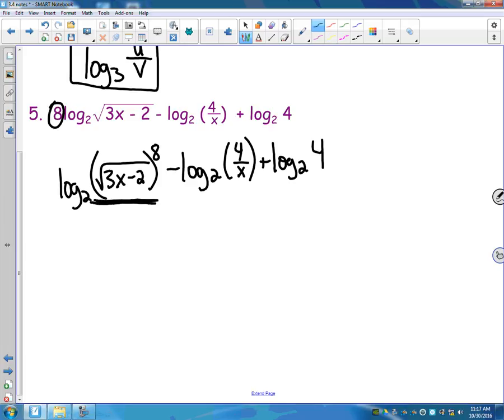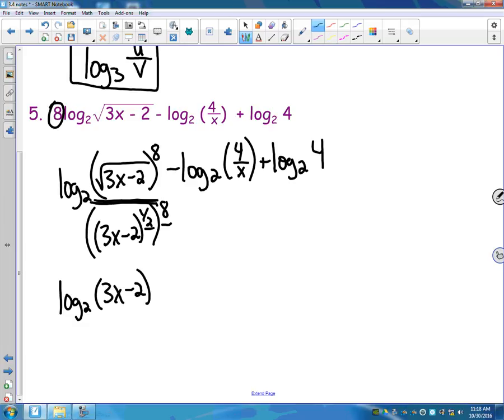When I see this, I just want to simplify it before I start doing anything else. The square root, remember that that's the same as 3x minus 2 to the 1/2 power. And then I'm taking that to the 8th power, or maybe you just know what you're going to get if you take the square root to the 8th power. That's going to simplify down to log base 2 of 3x minus 2 to the 4th, because 1/2 times 8 is 4. So you don't need to write the square root to the 8th power. So I'm definitely going to do that.